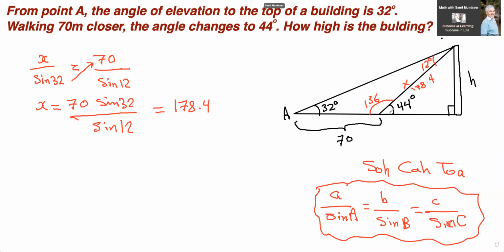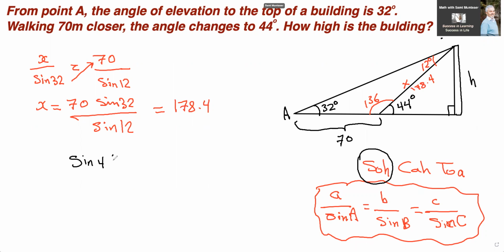Once you've found this side here, now we're going to look at this right angle triangle right here. We're going to use the angle 44. We're trying to find the opposite side, which is the height, which is opposite to angle 44. And we're given the hypotenuse, which is the side that's opposite to the right angle. This is definitely the sine, because sine is opposite over hypotenuse. So I'm going to use that to find the height of the building.